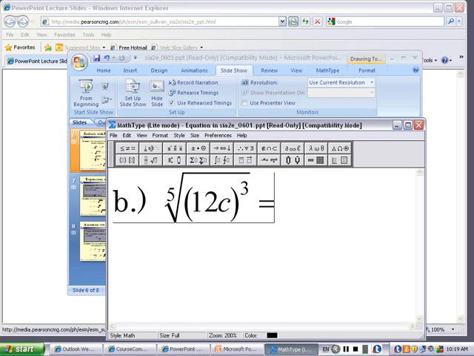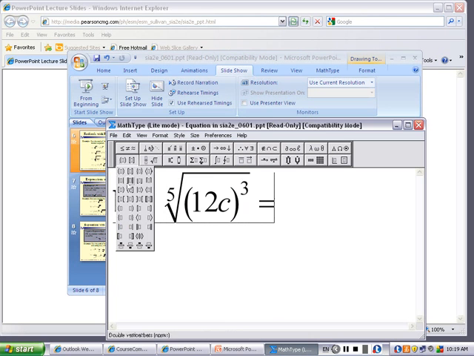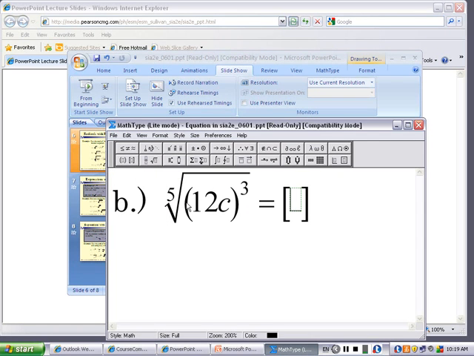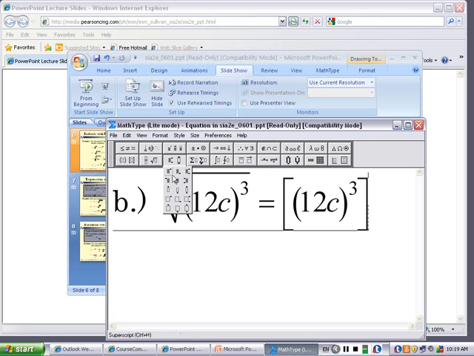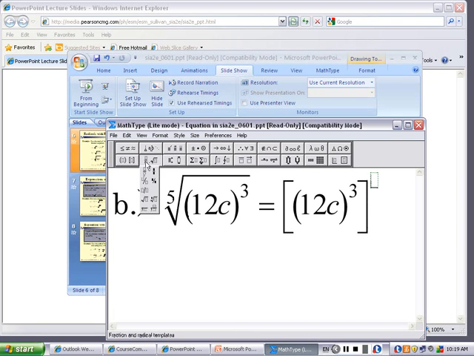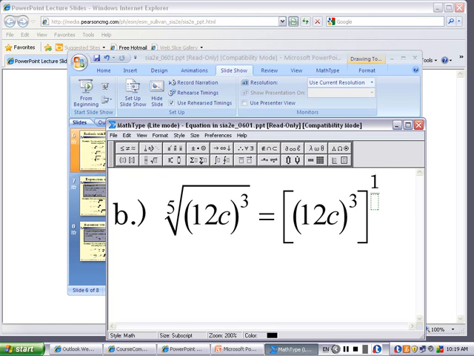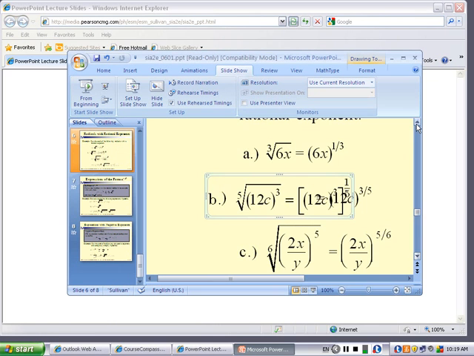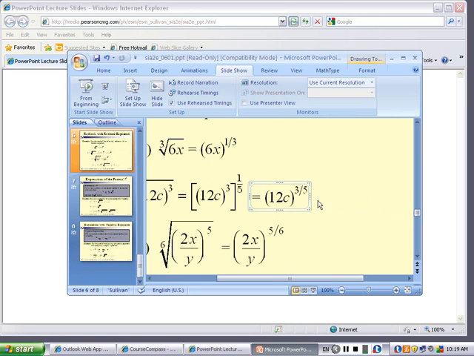I'm going to do this. I want you to see this is actually equal to the whole thing here, 12c cubed. That is the radicand, right? And then outside is to the power, what? 1/5. Is that right? Okay?